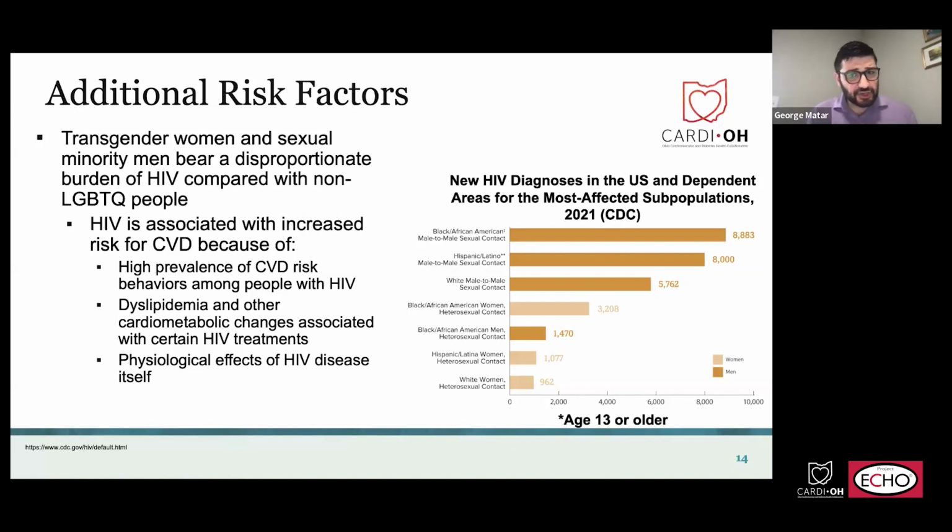That chart on the right is just really stressing from the CDC that our Black African-American male-to-male patients and Hispanic Latino male-to-male patients are at a much higher risk of acquiring HIV than are other people in the population. So they are definitely a population we should be keeping a close eye on for HIV screening as well.